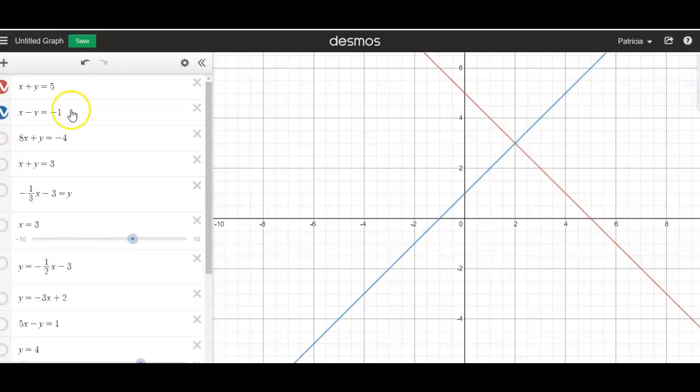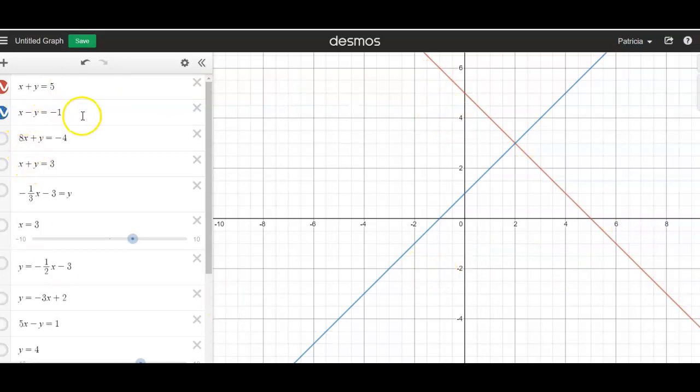So here we are, x plus y equals 5, x minus y equals -1. The red line is x plus y equals 5. If we found the slope of that line by putting it in slope-intercept form, subtracting x from both sides, I'd have y equals -x plus 5. I'd see the slope is -1, so it makes sense that the red line goes downward.